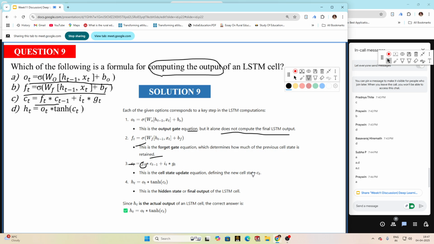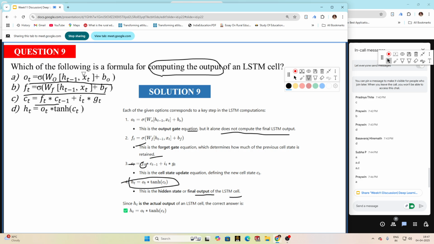Okay, and the new forget gate. Using the forget gate, this is the cell state update equation defining the new cell state. And we have this HT. HT is the hidden state, or the final output of the LSTM cell.